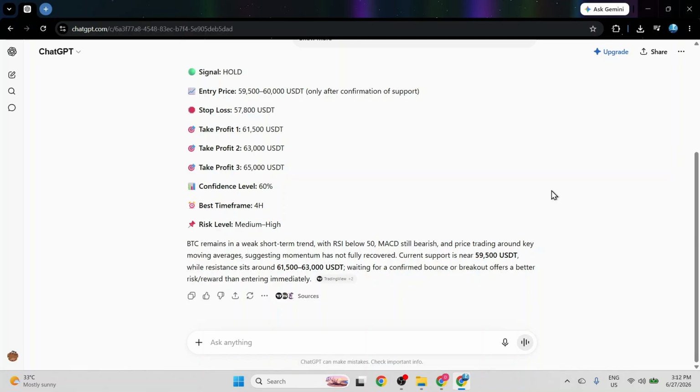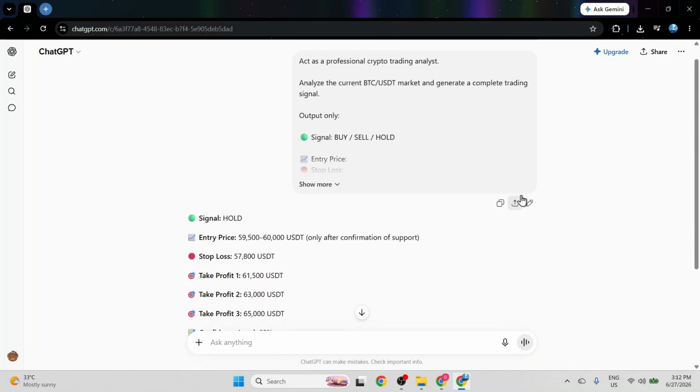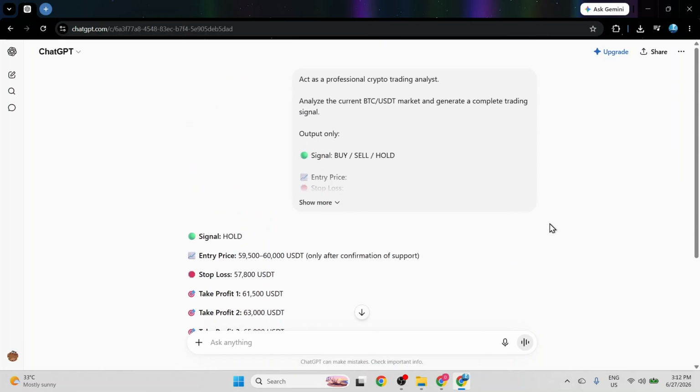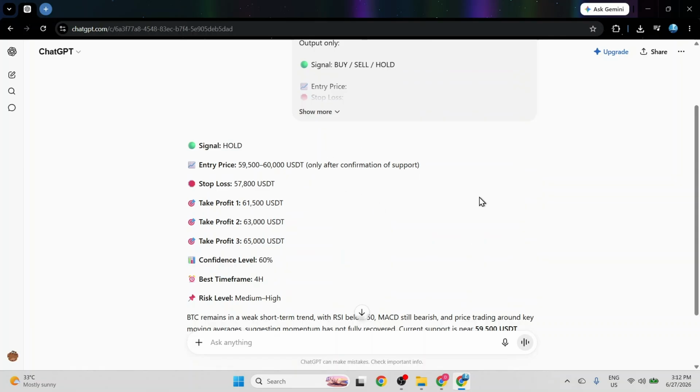Right below that, it provides a concise 3-sentence technical analysis explanation explaining exactly how the current RSI and MACD trends support this market stance. Now that the complete trading signal is cleanly generated on screen, you can easily copy these exact parameters, save them to your trading journal, or use them to inform your daily market strategies.